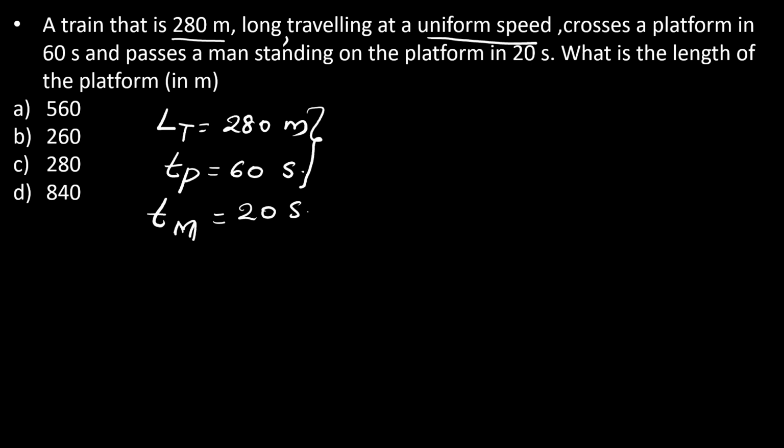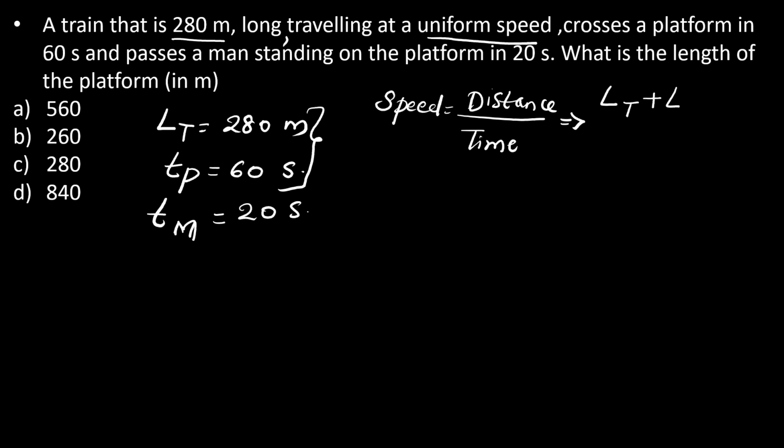First we'll see the case of the train passing the platform. We know that speed is equal to distance by time. When the train is passing a platform, the distance is equal to the length of the train plus the length of the platform, divided by the time to cross the platform, that is TP. Now this is equal to 280 plus length of the platform divided by TP, which is 60. This is the first equation.